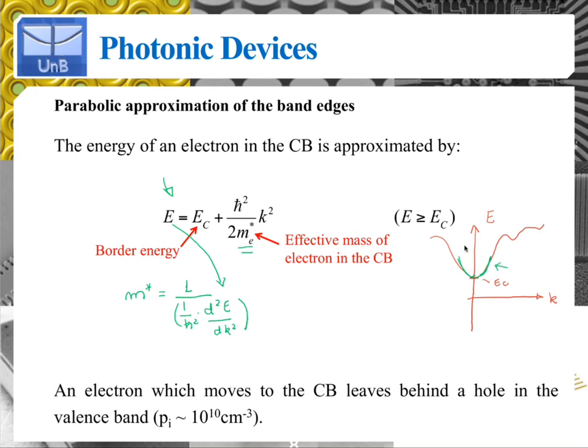Okay, so this is the parabolic approximation for the conduction band. Well, if an electron moves to the conduction band from the valence band, which is down here somewhere, it will leave behind an empty state, which, as we saw, is a hole, which can behave as a carrier and conduct electricity and so on. So for an intrinsic material, you will have a number of the order of 10 to the 10th holes per centimeter cube, because 10 to the 10th electrons have moved up to the conduction band.